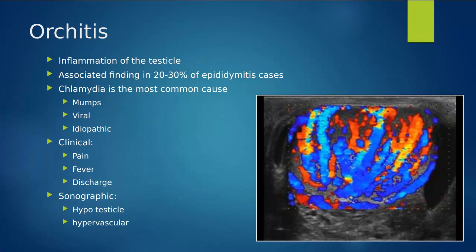Clinically, again, talking about pain, fever, discharge. On ultrasound, we are going to see a hypoechoic testicle that is going to be very hypervascular. So when we put that color on, it's lighting up like fireworks on the 4th of July.